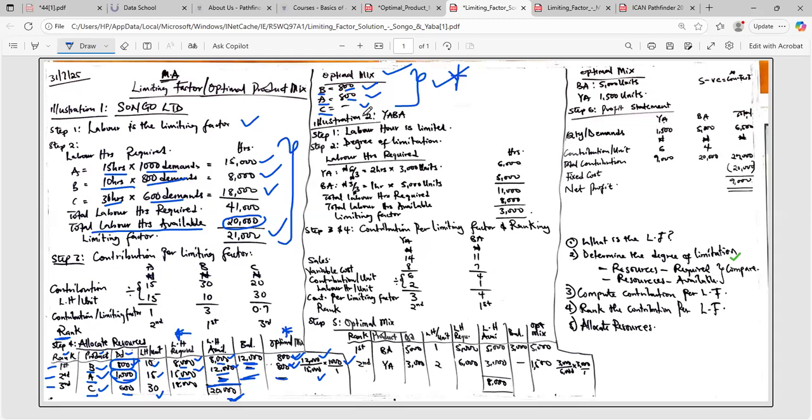Please, sir, there's no time. Sir, can you explain how you allocated the resources? I didn't get that part. Which part? Step 4. From the beginning of the table to the end. Yes, sir, I didn't get that. Just hold on. Any other question? Is there any other question?